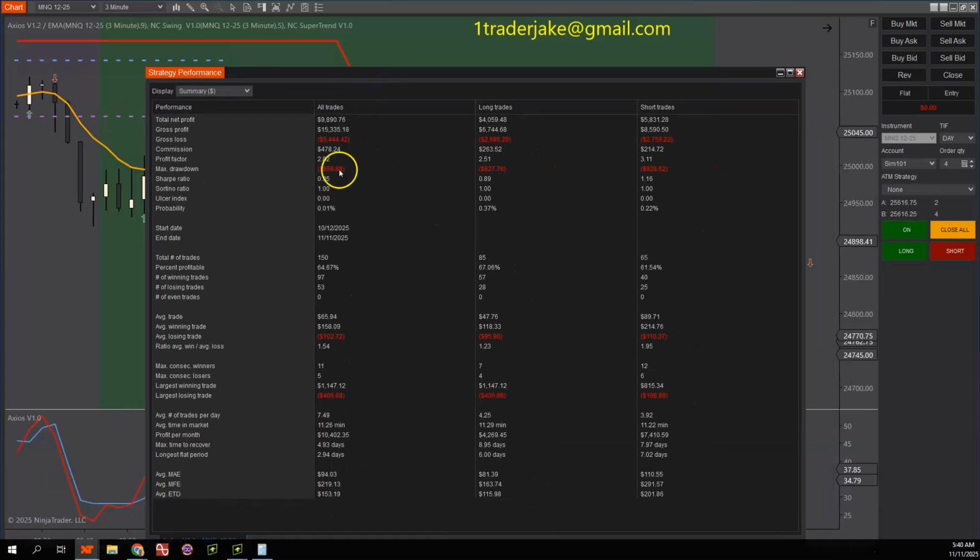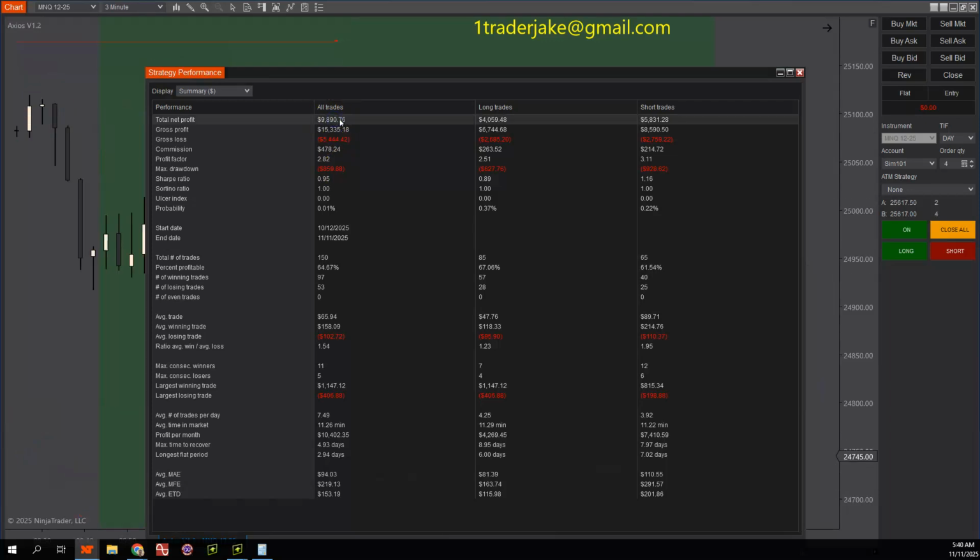See, this is where it gets a little counterintuitive. I think we're actually a little bit higher, pretty much the same profit, but our drawdown is actually $100 less. Interesting. 150 trades.